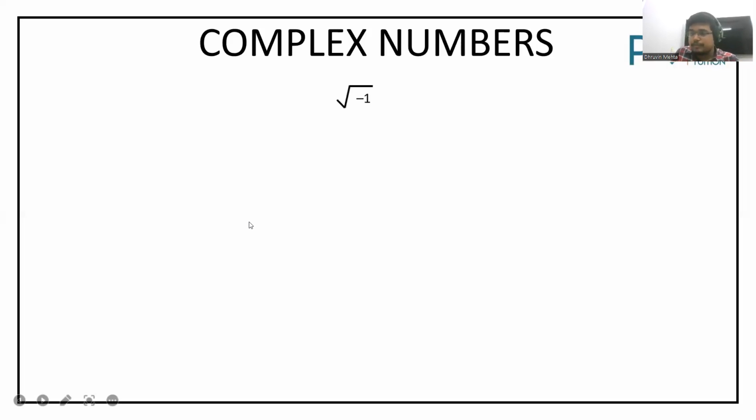So let us understand some important notations. The first is root of minus 1, which will be denoted by i. It's a Greek symbol, like alpha, beta, gamma, delta. It's called iota. And you can remember it as i for imaginary. You can remember it like this also. So root of minus 1 is equal to i.